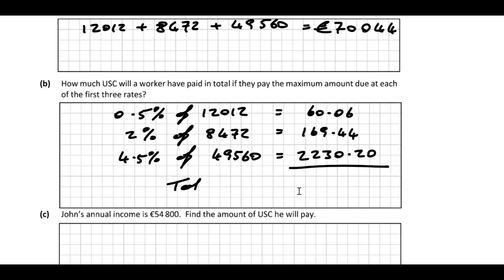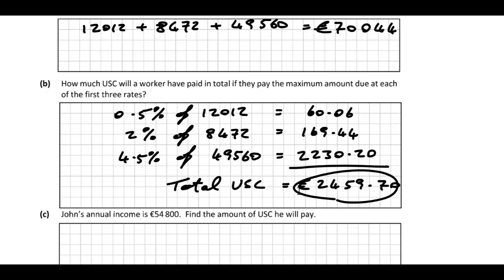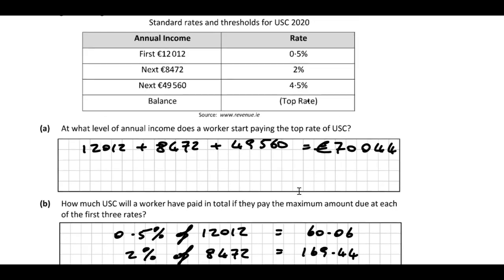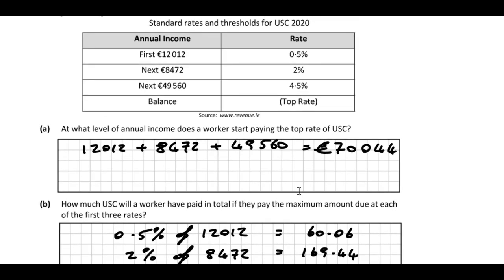So let's do that. I'm going to add these three up. So the total USC is going to be that plus 169.44 plus 60.06. That's a total of 2459.70. So how much USC will a worker have paid in total if they pay the maximum amount due at each level, the first three rates? So this is the amount you're going to pay in USC if you just about reach this level here.